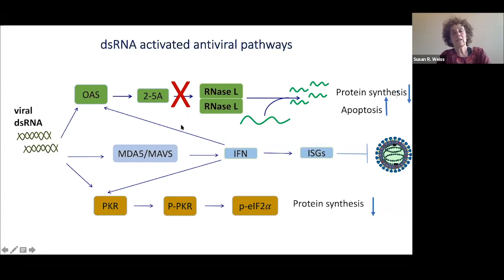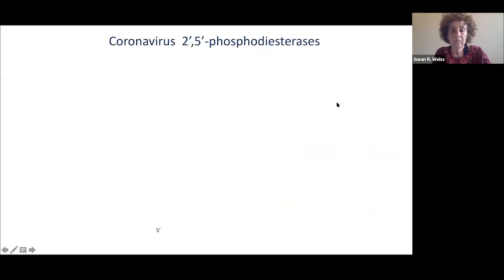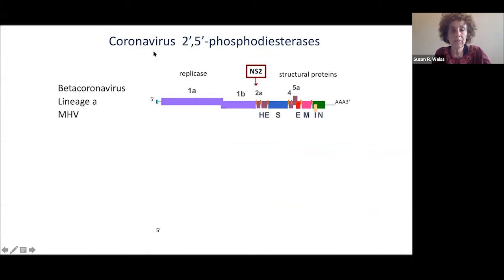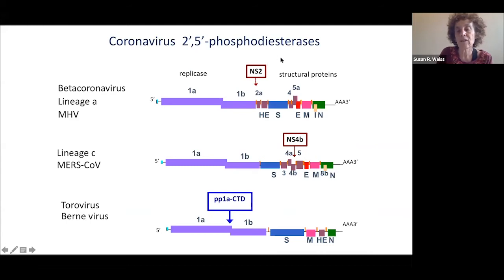Because we know that even if the interferon pathway is shut down by many viruses, this pathway can still be activated, and so can this one. So some viruses have designed proteins to specifically knock down this pathway, and that's what I'm going to talk about. So the enzymes that shut down that pathway are called 2', 5' phosphodiesterases. They cleave 2,5-A, the activator of RNase L, and they're encoded in lineage A and lineage C coronaviruses, not in SARS-CoV-2.